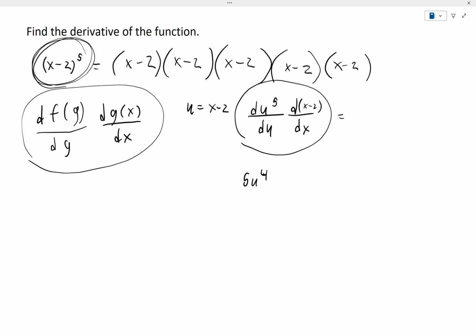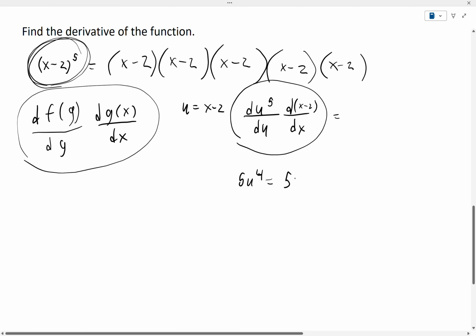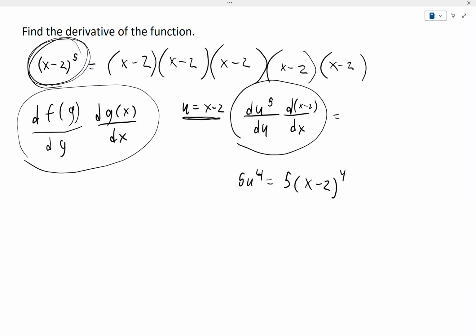Okay, well, what was u again? Well, u is equal to x minus 2. So plug in x minus 2, and it's still to the fourth power. And that's our final expression.